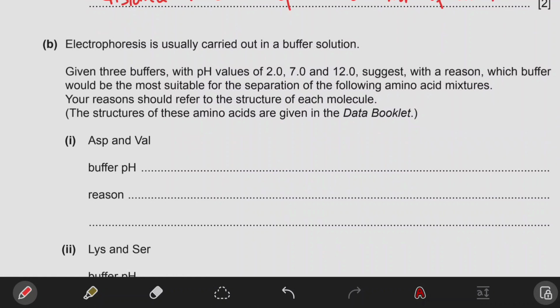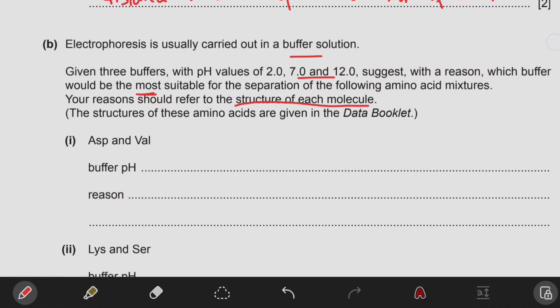Electrophoresis is usually carried out in a buffer solution. Give 3 buffers with pH values of these. Given 3, okay. Suggest with the reason which buffer would be most suitable for the separation of the following amino acid mixtures. Your reason should refer to the structure of each molecule. The structure of these amino acids given. By structure they mean you should give the reasons by looking at the side chains of these amino acids.